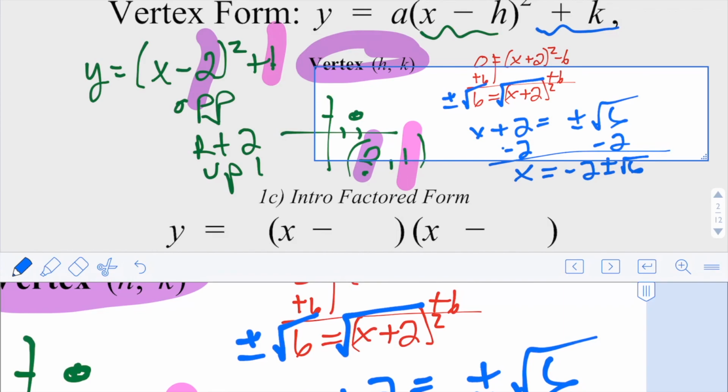So for solving simple quadratics, which we're going to do later in this booklet, and also for transformations and graphing quadratics, vertex form will help us later on in this booklet.